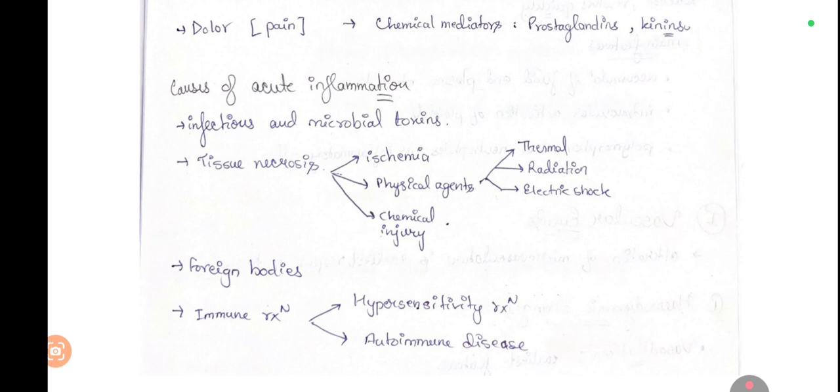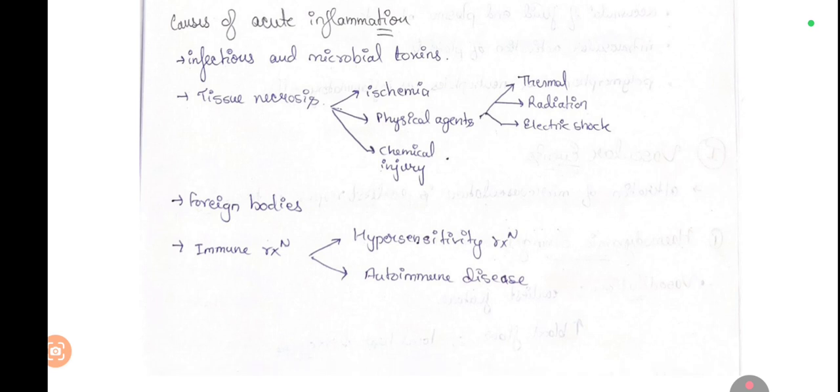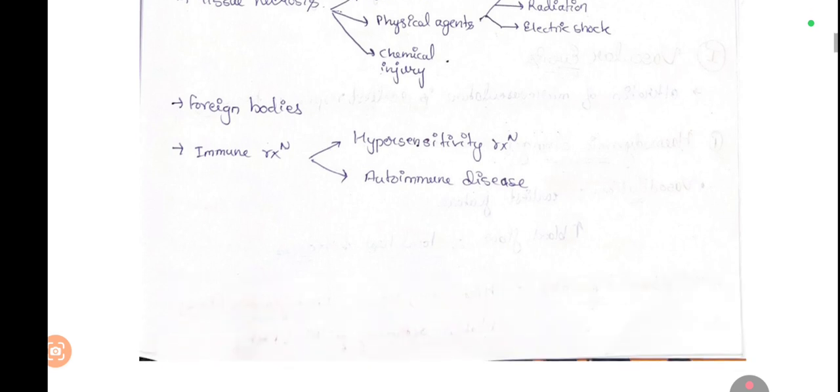Tissue necrosis means there is dead tissue. So why does dead tissue occur at that site? Due to ischemia, which is decrease in blood supply at that site due to blockage of the blood vessels. Or physical agents: thermal, radiation, electric shock. Due to a physical agent there is tissue necrosis, or a chemical injury due to which there is tissue necrosis. If there is any foreign body or immunological reaction like hypersensitivity reaction, say autoimmune disease, due to which there is inflammation. So these are the causes of inflammation.